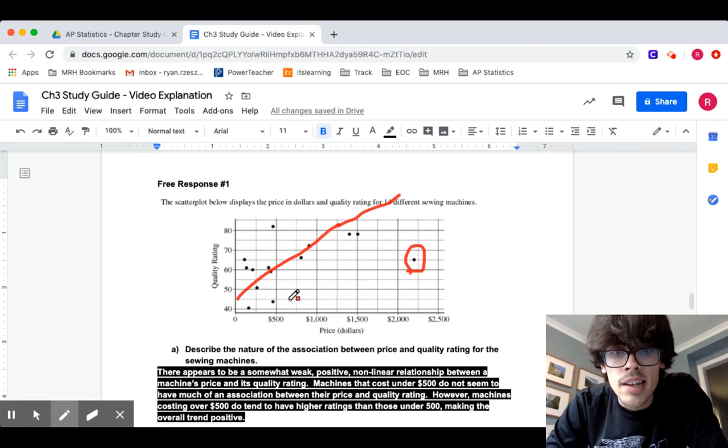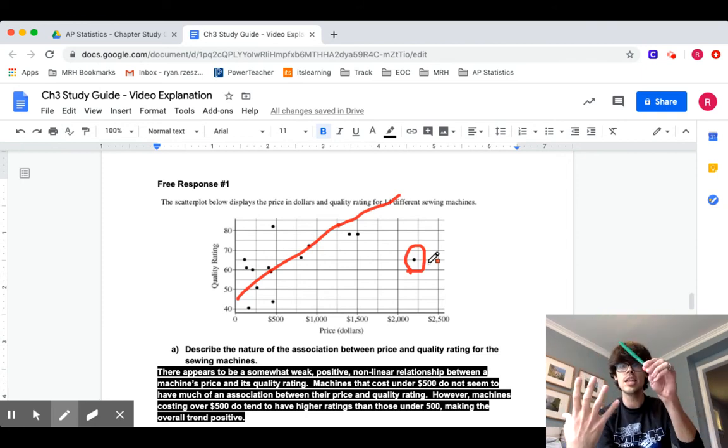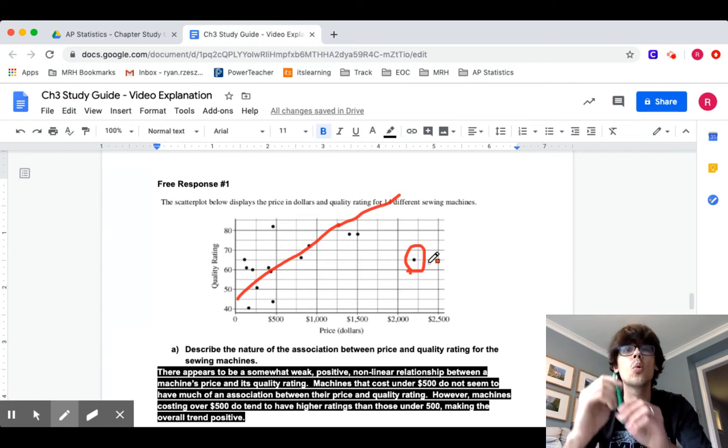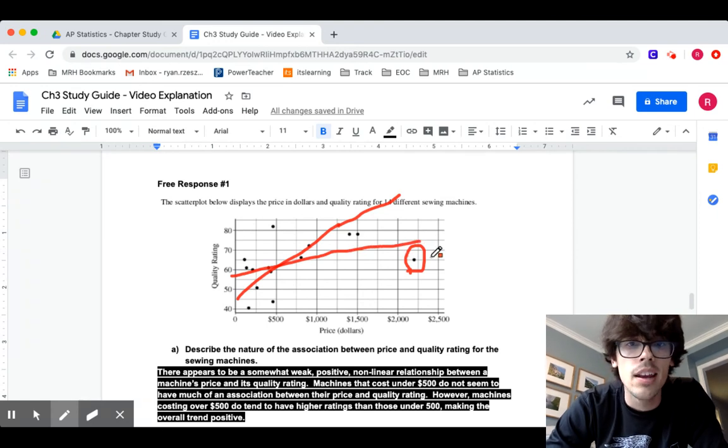This point has an x value that is way more than all the other points. A point on the edge like this is called a high leverage point because what it's going to do is take your line and grab it and tilt that line towards that point. So what I would expect to see in this problem is my line of best fit, which I have drawn in right now, would probably get more like this because of this point.